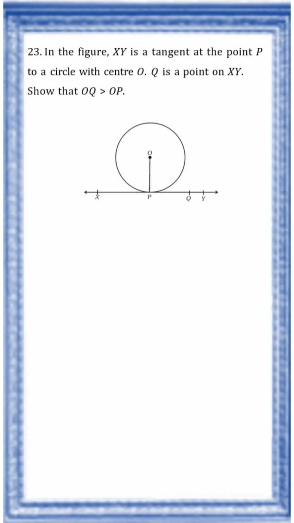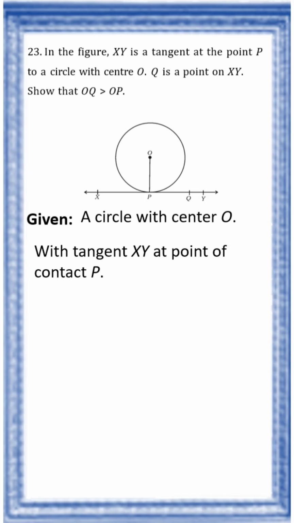In the figure, xy is a tangent at the point P to a circle with center O. Q is a point on xy. Show that OQ is greater than OP. What has been given here? A circle with center O with the tangent xy at the point of contact. Q is a point on xy. To prove OQ is greater than OP. Construction: join OQ.